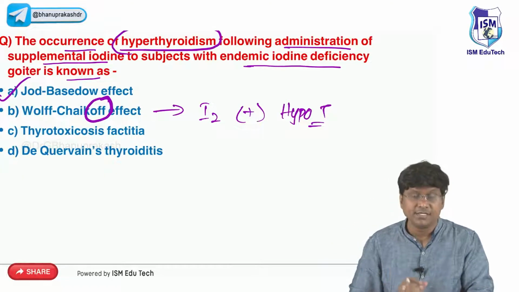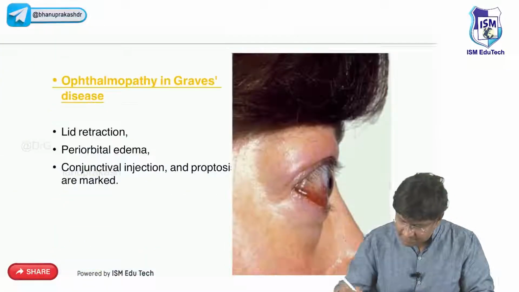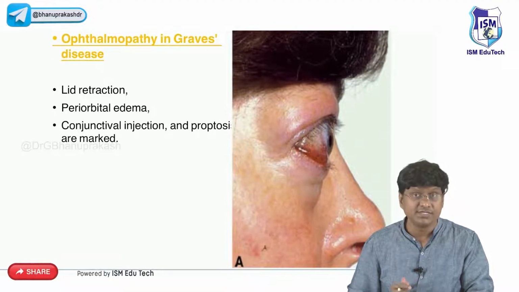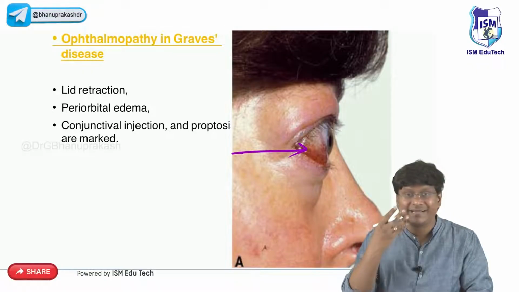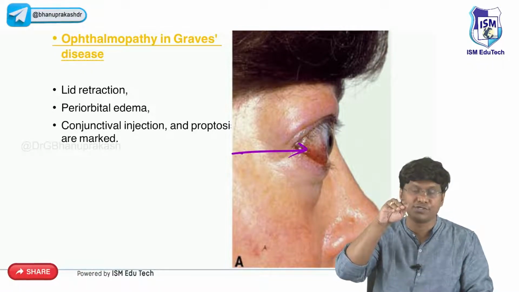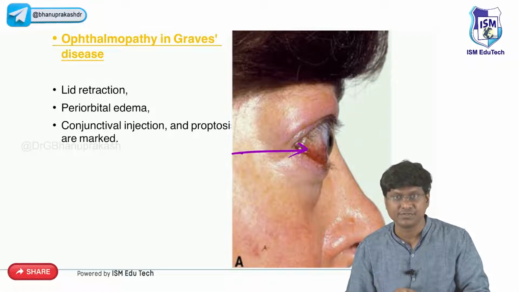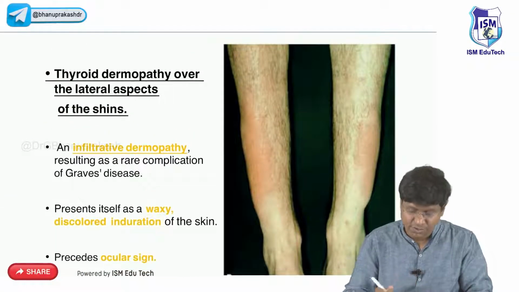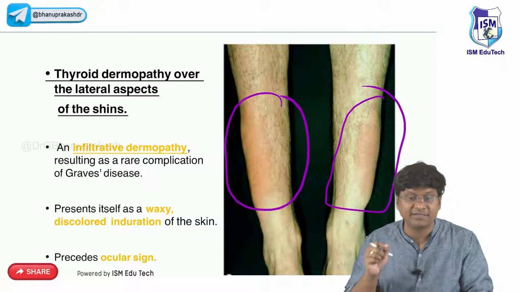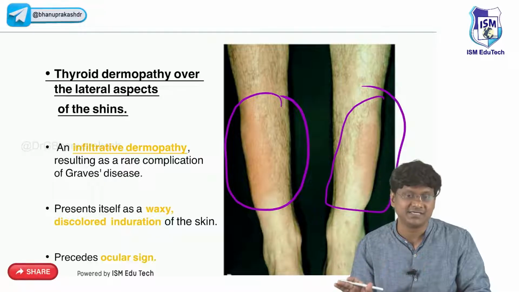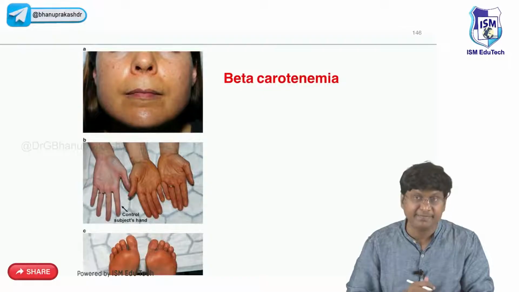Okay, right. Then you need to know some of the important image based questions in the thyroid. This is what you can have in Graves, where you have the lid retraction, the proptosis, and the periorbital edema. So this is the picture that you will have in Graves. And if you take the skin in Graves, you have pretibial myxedema, where you have waxy skin which is discolored, and there is also induration.